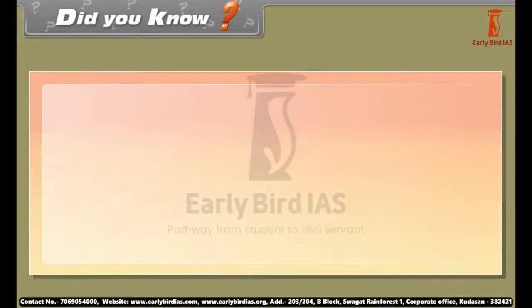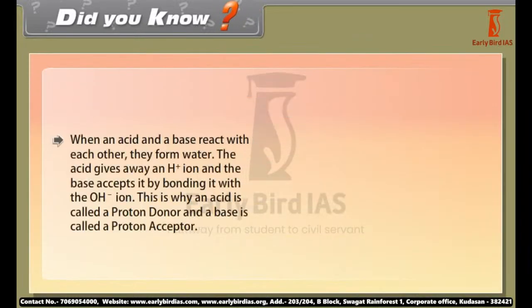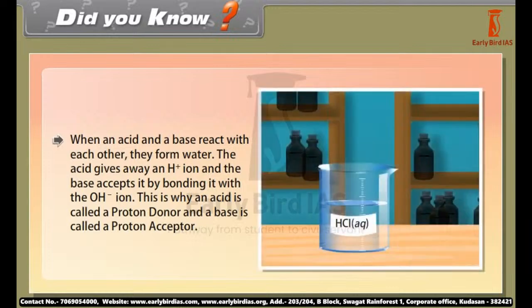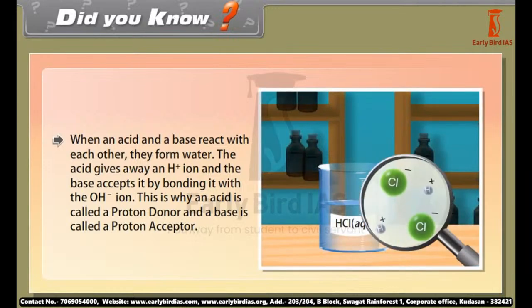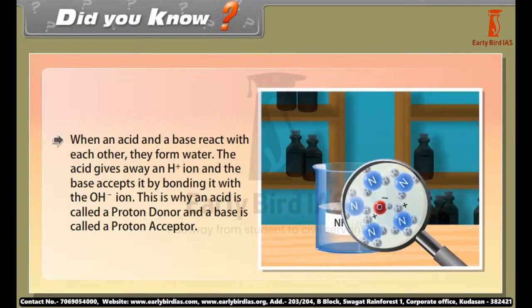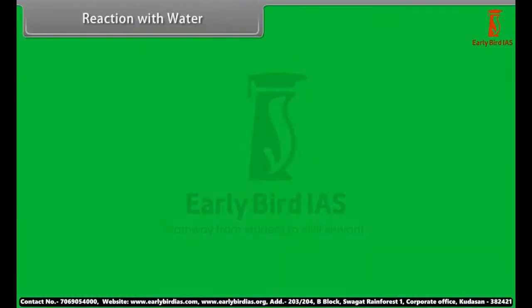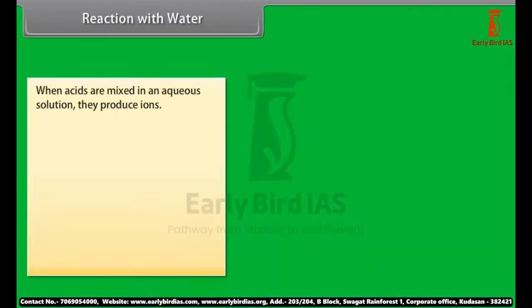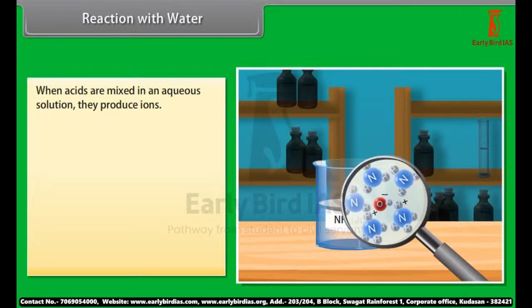Did you know? When an acid and a base react with each other, they form water. The acid gives away an H+ ion and the base accepts it by bonding it with the OH ion. This is why an acid is called a proton donor and a base is called a proton acceptor. Reaction with water. When acids are mixed in an aqueous solution, they produce ions.